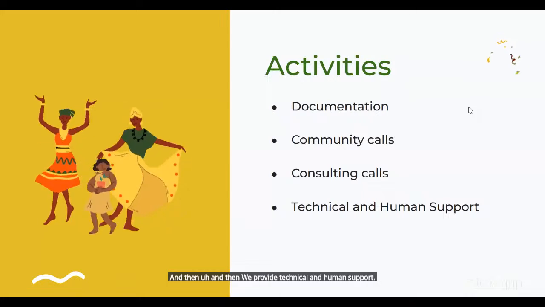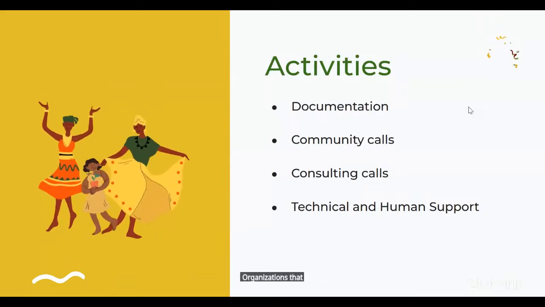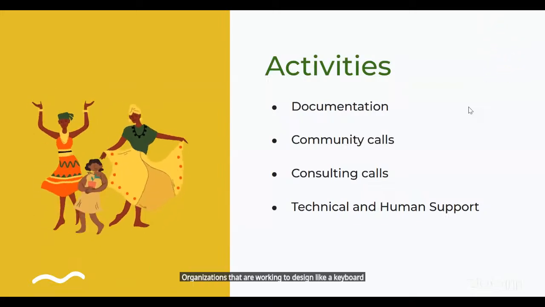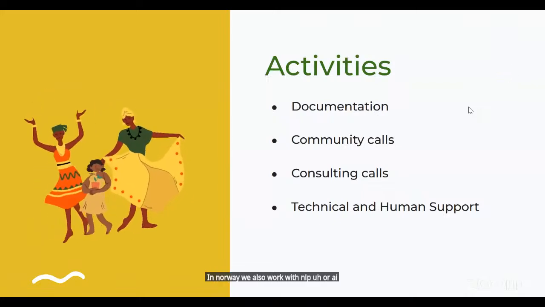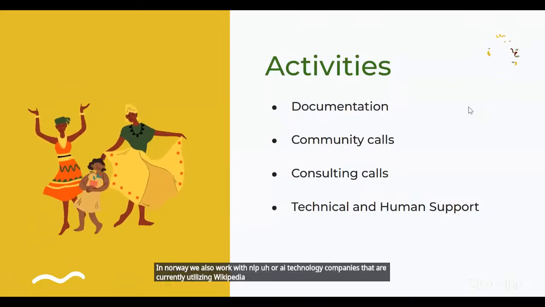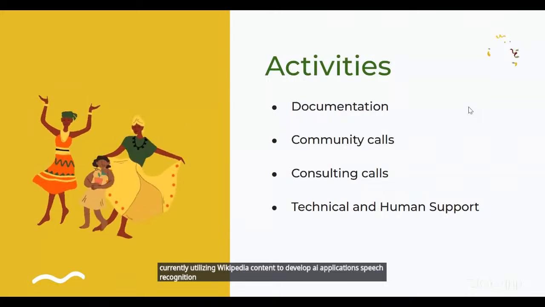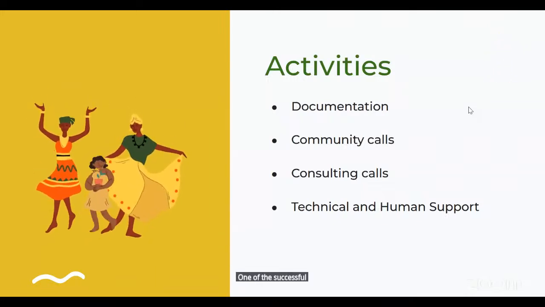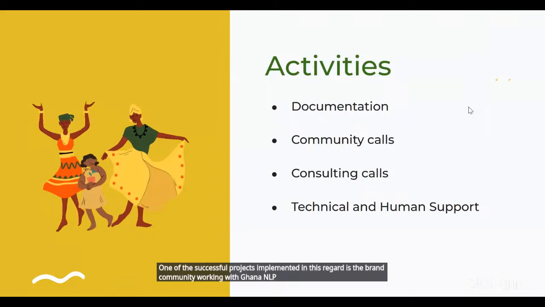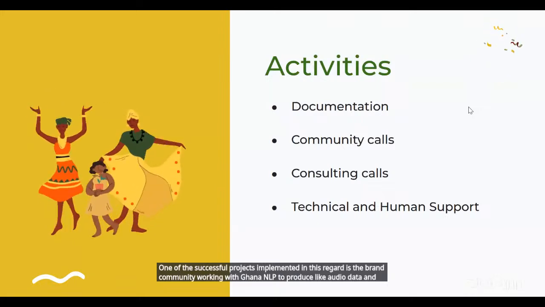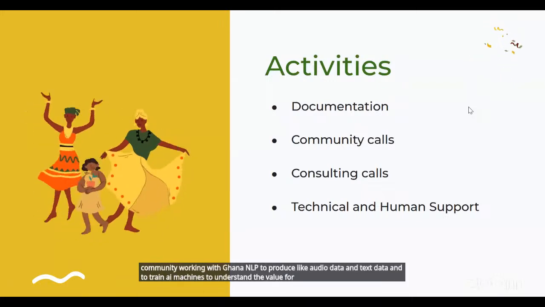So we are currently working with organizations that are working to design a keyboard for indigenous languages in Norway. We also work with NLP or AI technology companies that are currently utilizing Wikipedia content to develop AI applications like natural language processing and automatic speech recognition using Wikimedia tools. One of the successful projects we've implemented in this regard is the Daban Wikimedia community working with Ghana NLP to produce audio data and text data to train AI machines to understand Daban for text translation and automatic speech recognition.